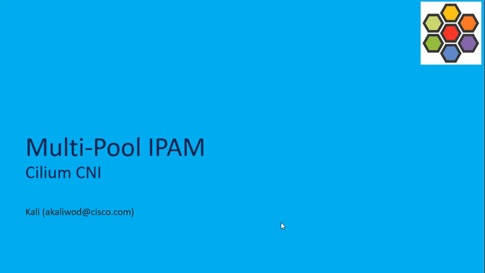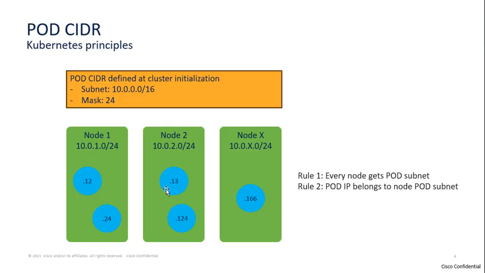Multiple IPAM in Cilium CNI. Before getting to details, let's understand the base principles of Kubernetes behavior. In a Kubernetes cluster, you have to define the so-called pod CIDR, typically at cluster initialization.